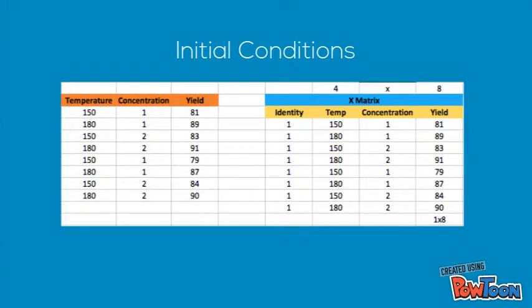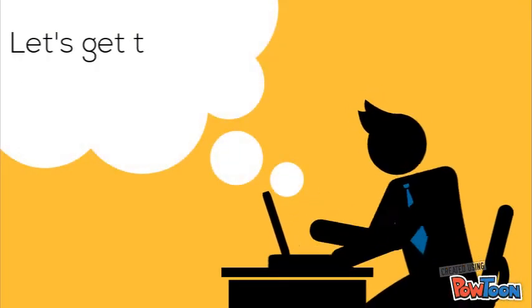Once we have this data arranged in Excel, we must add another column called identity in order to use the method of fitting the model. Now let's get to work once we have these tables.